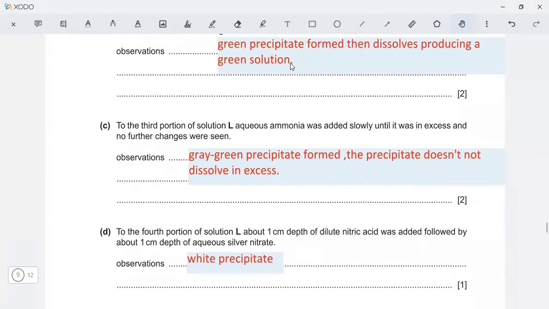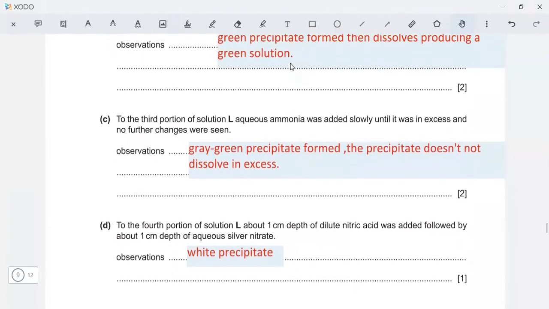Next one. The third portion of solution L, aqueous ammonia, was added slowly until it was in excess and no further changes were seen. What are the observations? There we used sodium hydroxide. Now here we are talking about ammonia. Ammonia also is used to test for cation.